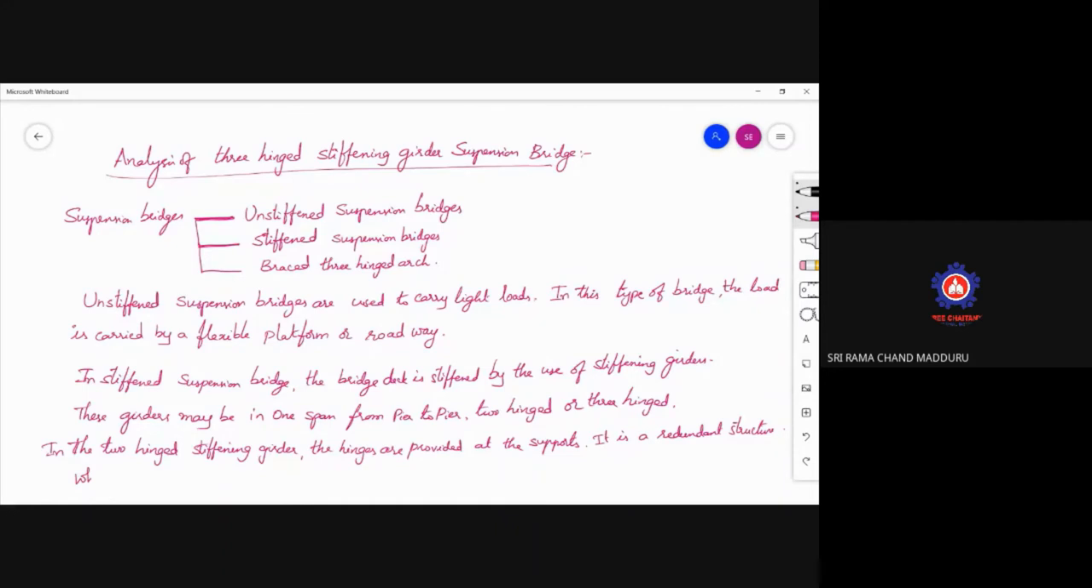While the three hinged stiffening girder has hinges at supports and center. It is similar to an arch where the deck slab has a hinge at the supports as well as at the center. This is a statically determinate structure.